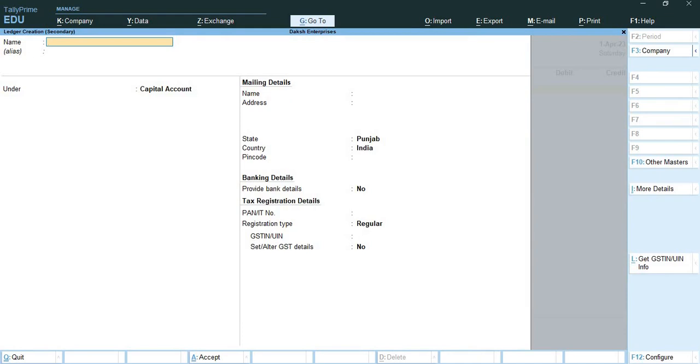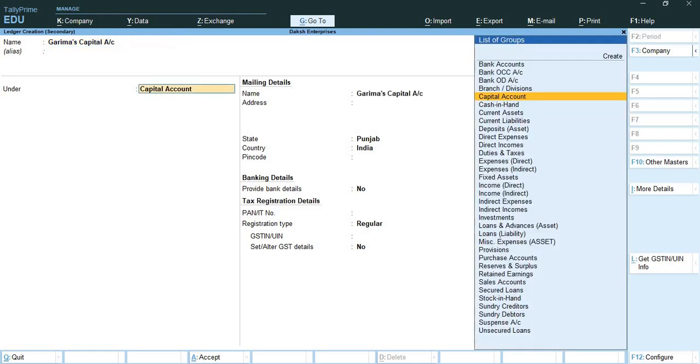Here is Garima's Capital Account under Capital Account Group, and you should know that there are 28 groups that are available in Tally Prime, and there are two predefined ledgers that are already created under Tally Prime. That is, one is the cash ledger and the other one is the profit and loss ledger.